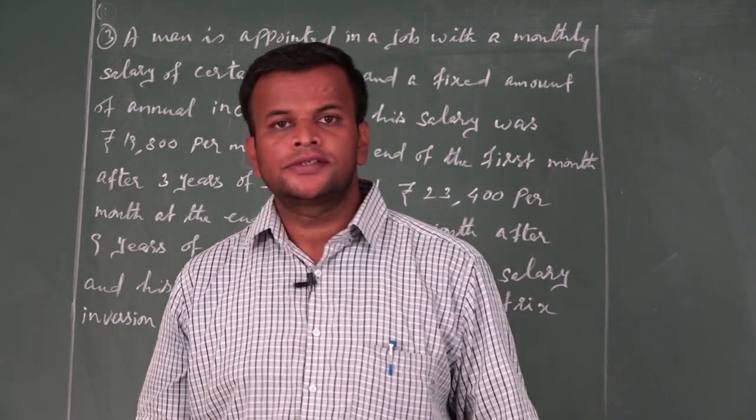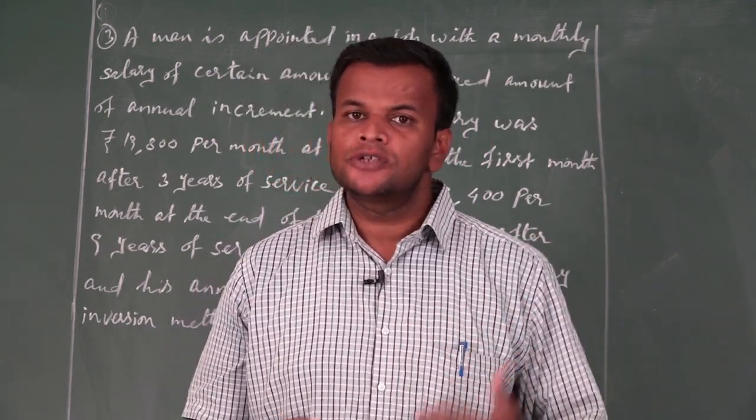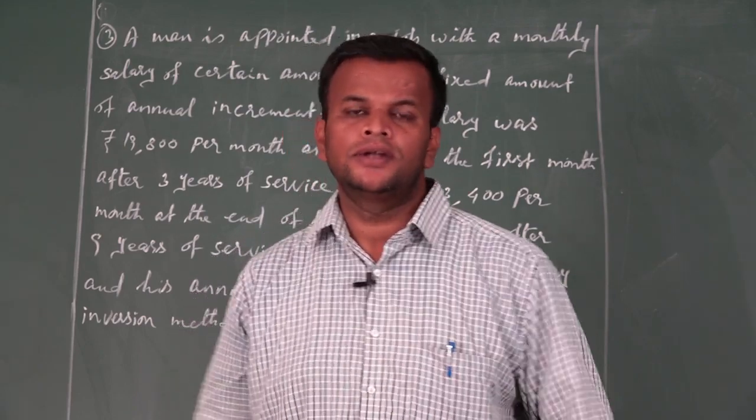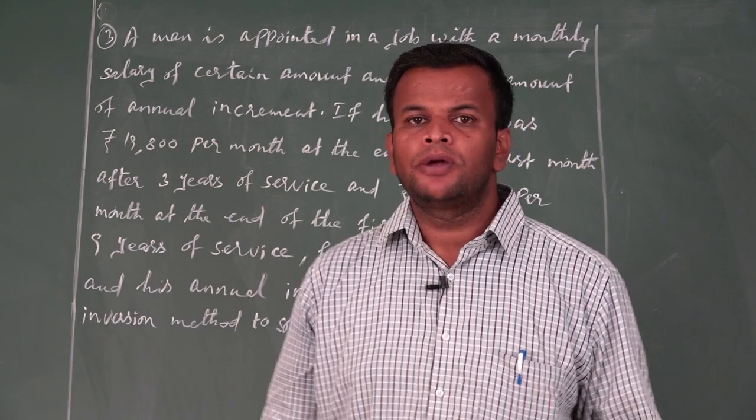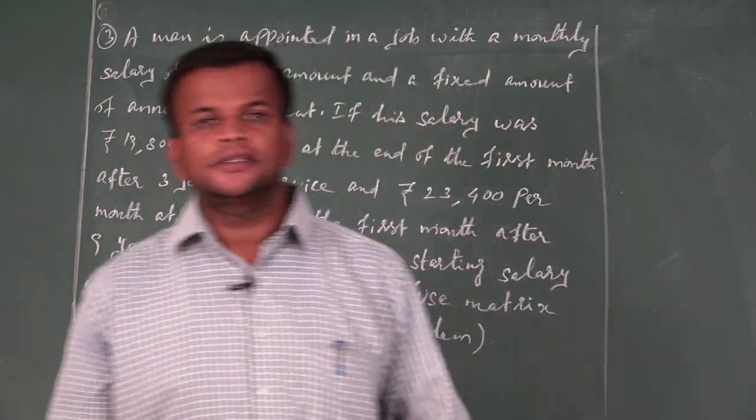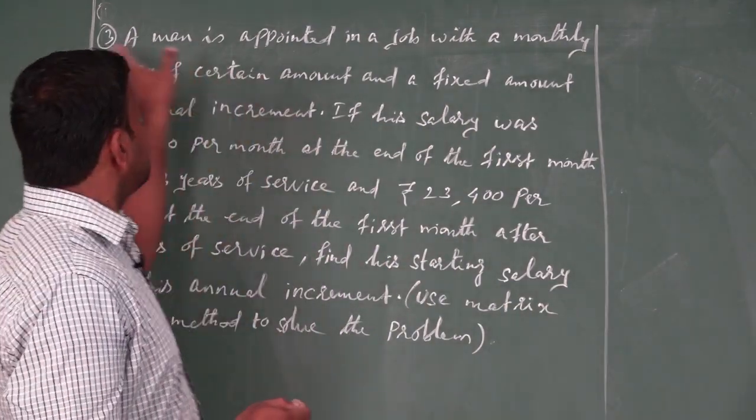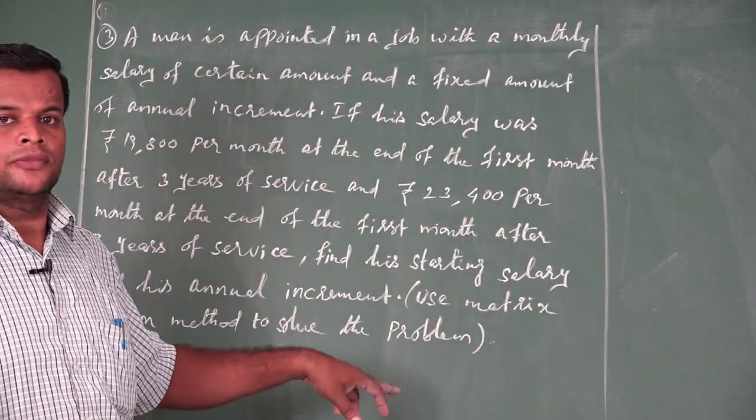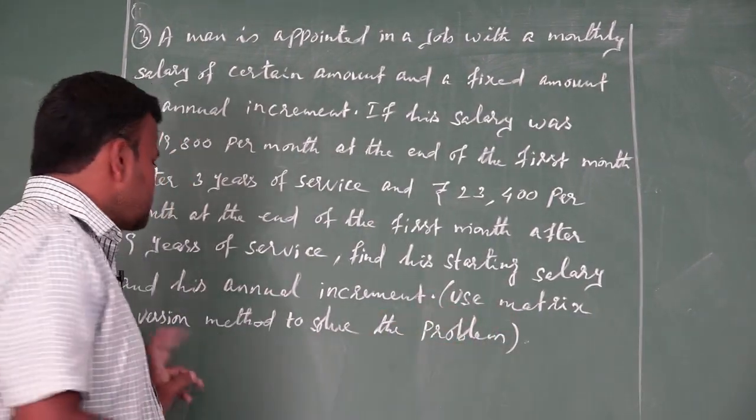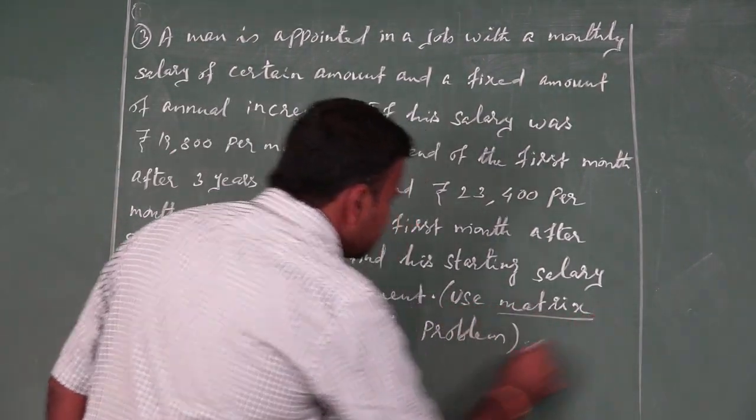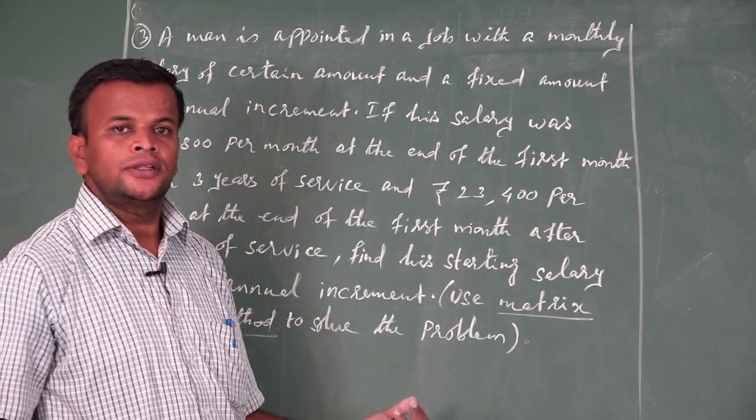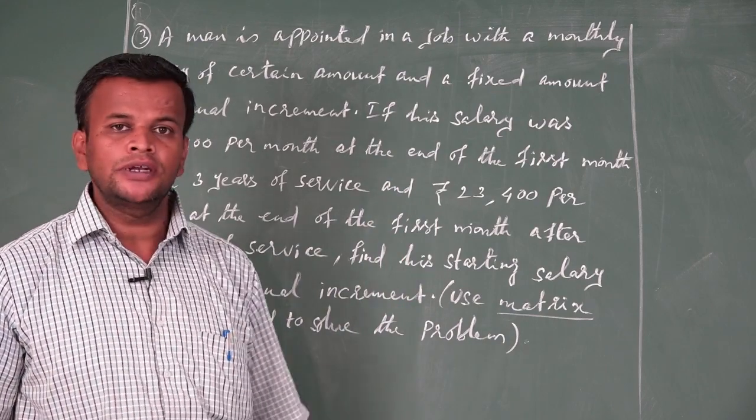Now in this class, we solve the same kind of question, but the question is not given directly; it is a word problem. But we solve it by the matrix inversion method. In the same exercise, you see question number 3. It is a word problem. See in the last bracket: use the matrix inversion method to solve this problem. It's important. We solve this by the matrix inversion method.